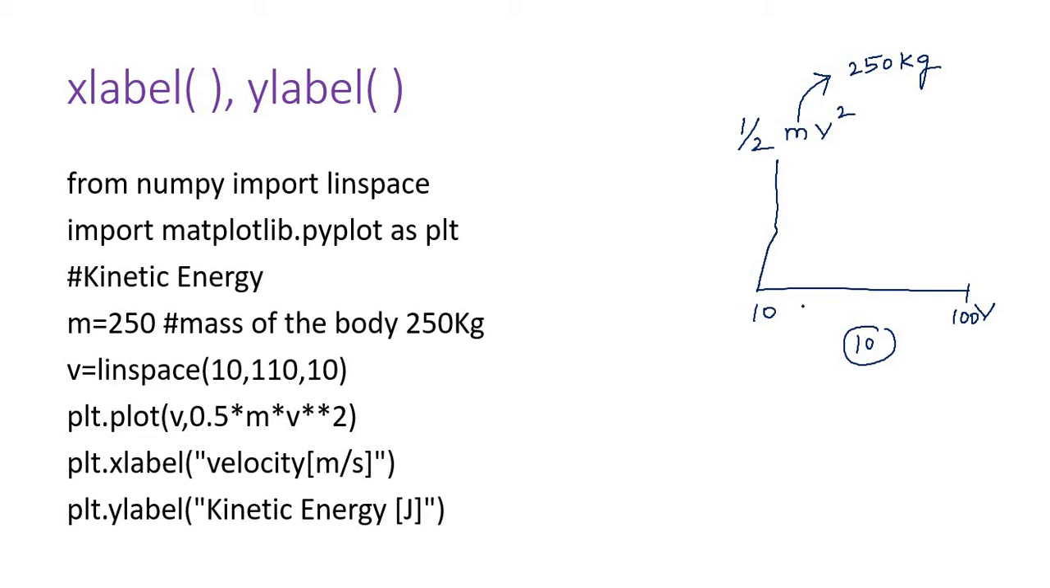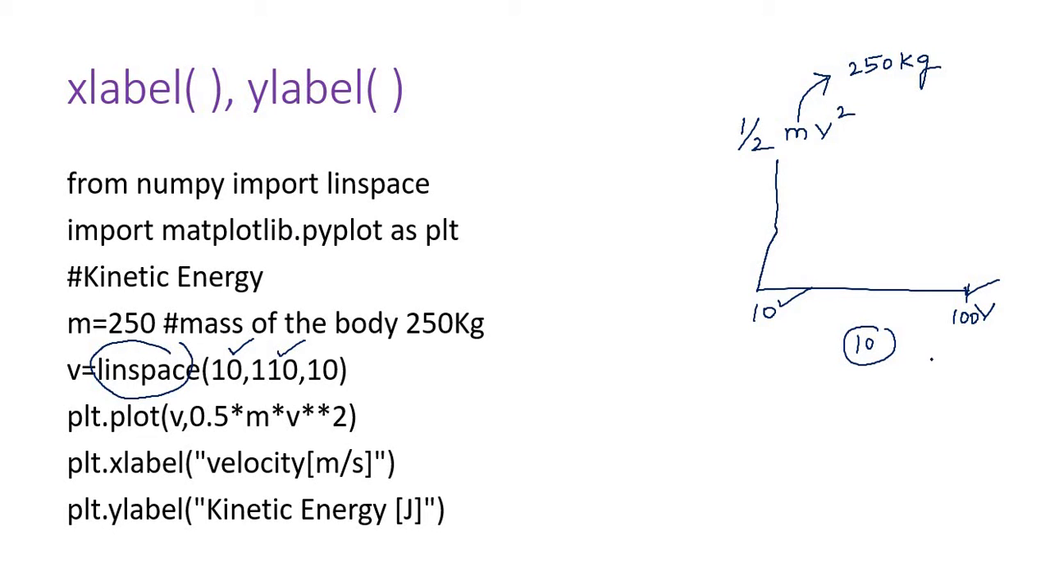In order to generate values from 10 to 100, I'm just using linspace. The start index is 10, the end index is 110, and I'm just taking 10 samples. Start index, stop index, and the total number of samples, 10. So let me plot this.